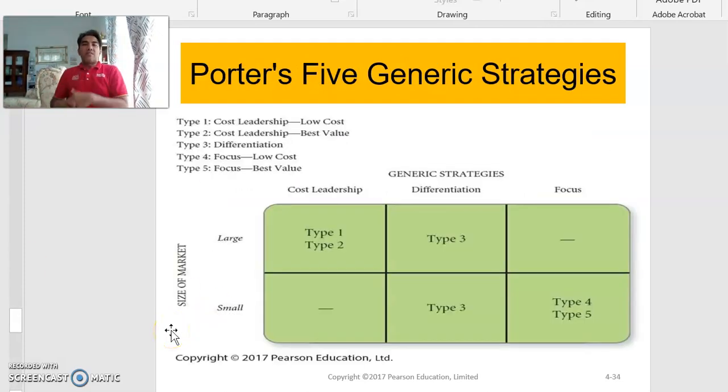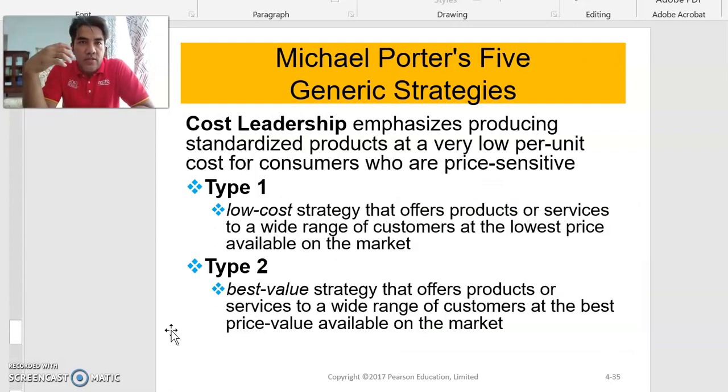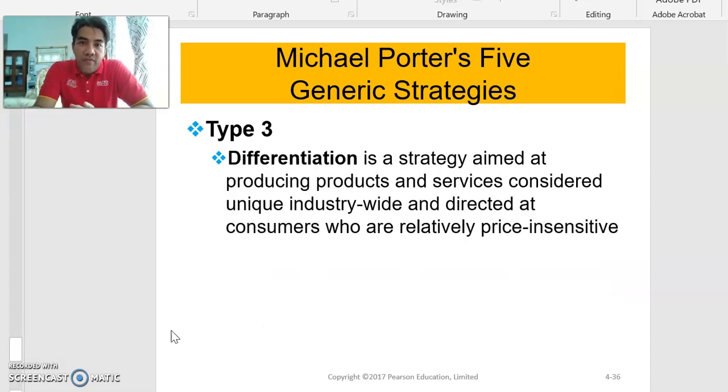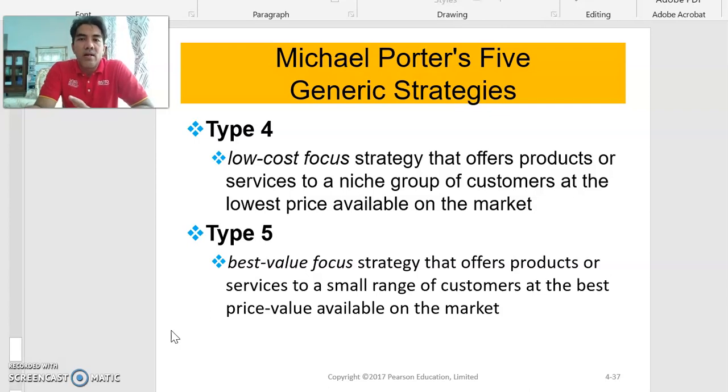Okay, a different set of strategies: Porter's 5 generic strategies. This is another famous strategy framework developed by Michael Porter, in which there are 5 different types of generic strategy that we are going to discuss together. I will use examples to help you better understand the content and context of this particular section of the chapter. The first strategy is called cost leadership. The second one is differentiation, and then they have the low cost, and the focus strategy.